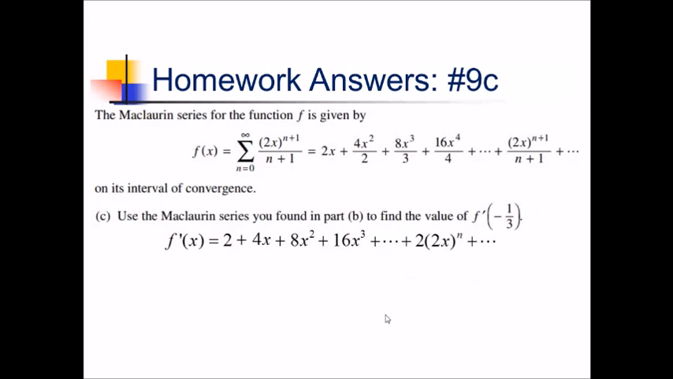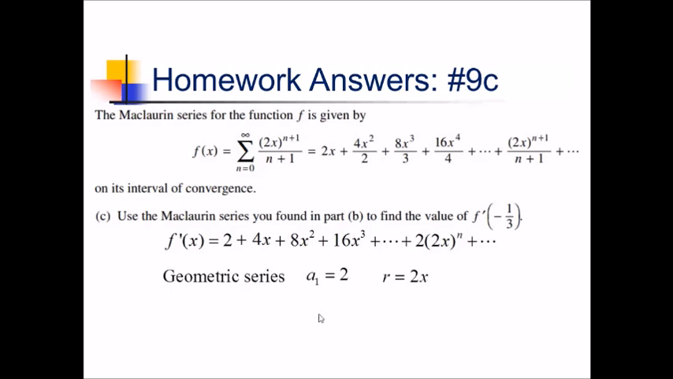For part C, they want us to use our Maclaurin series that we found in part B, which I've rewritten below here, to find the value of f prime of negative 1/3. So you basically have to plug negative 1/3 into this infinite series, which makes things difficult. The key to this is recognizing that if you look from term to term, this is a geometric series. We have an a1 of 2, and we have a common ratio of 2x.